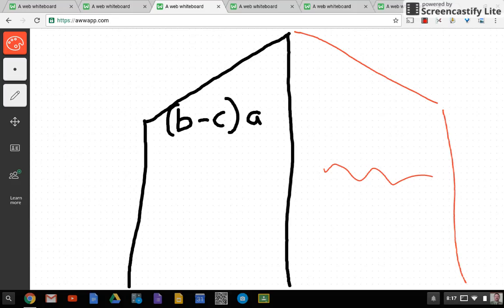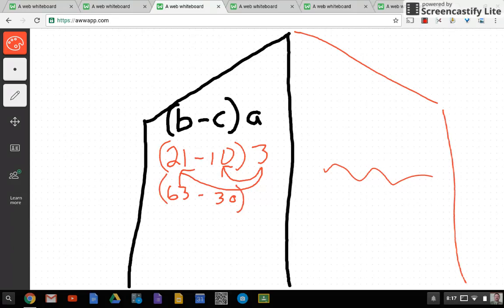For example, if B was 21 and C was 10, and I had those in parentheses, and let's say that A is 3, I can distribute A to both of those even before I subtract. So if I did that here, it would be 63, and this one would be 30. So I would have 63 minus 30, which in this case is 33.